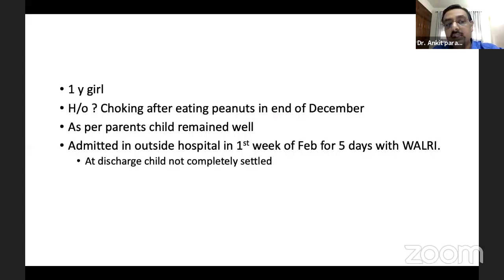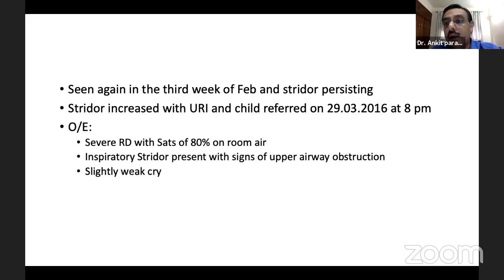So for example, this is a 1-year-old girl who came to us, I think a year or 2 back. There was some history of eating peanuts in the end of December, remained well. Some weird history, remained well. In the first week of February, this child was admitted. People thought it is a laryngotracheal bronchitis. This child did not settle completely, but improved. Now again seen in February, and the stridor is still there. Stridor now increased with a viral infection.